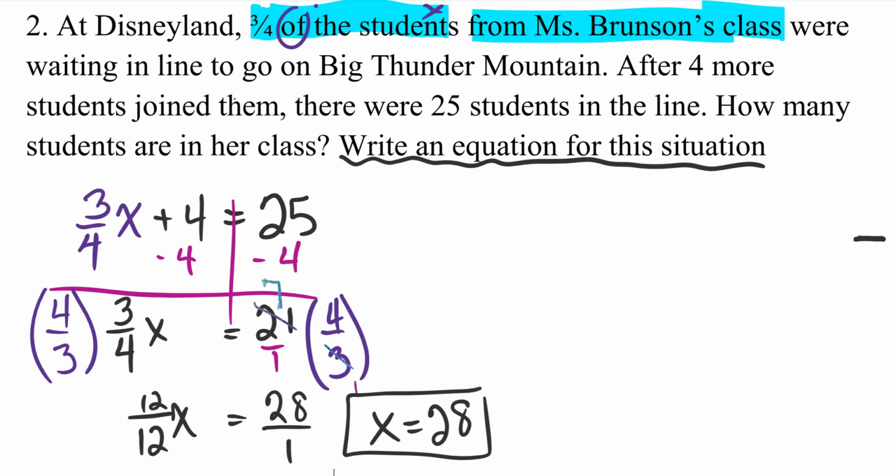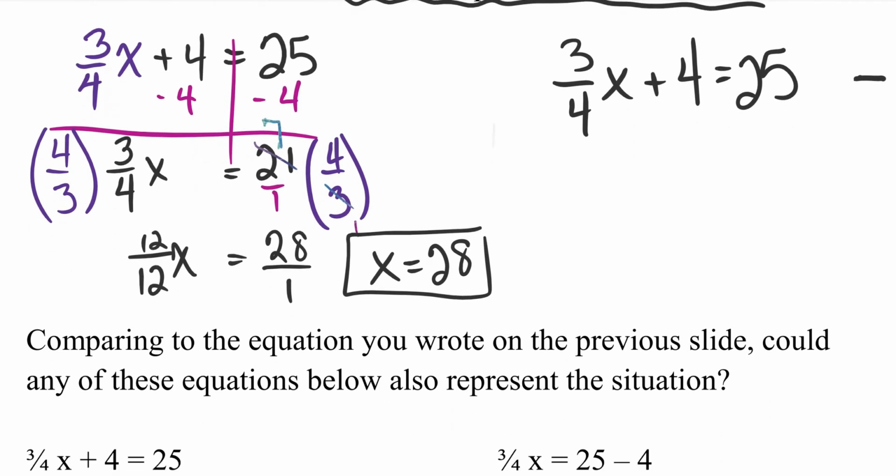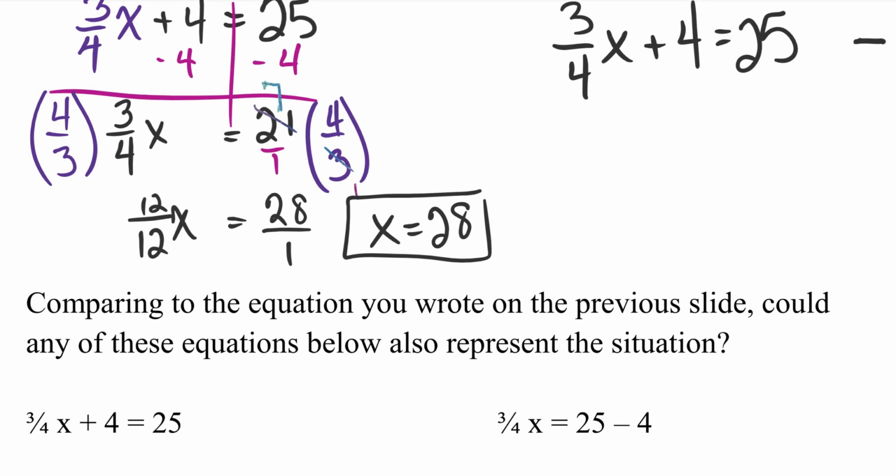So if I'm looking at, let's see, let me rewrite this one part. 3/4 X plus 4 is equal to 25. Let's look at the next part of this question. It said compare to the equation you wrote on the previous slide, which was this. Could any of these equations below represent that situation?